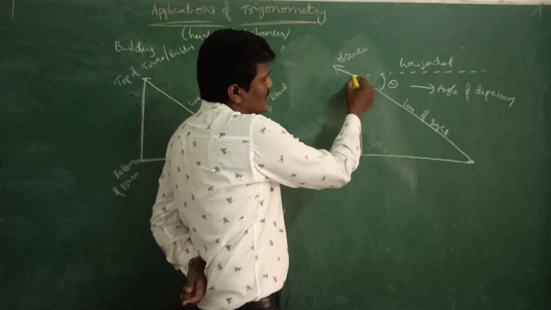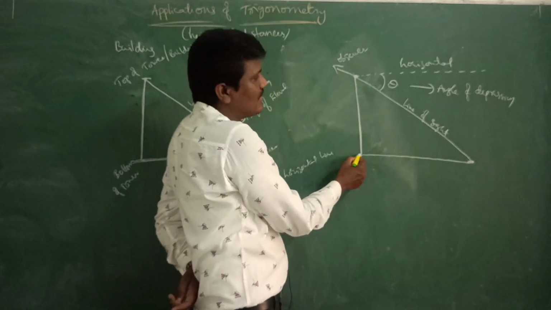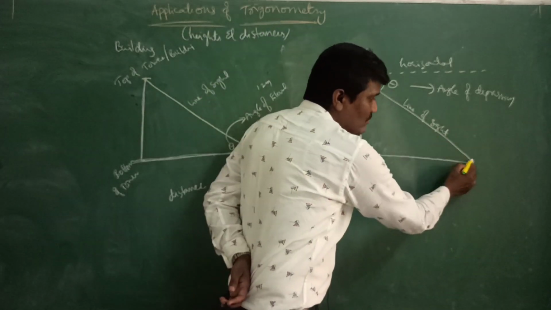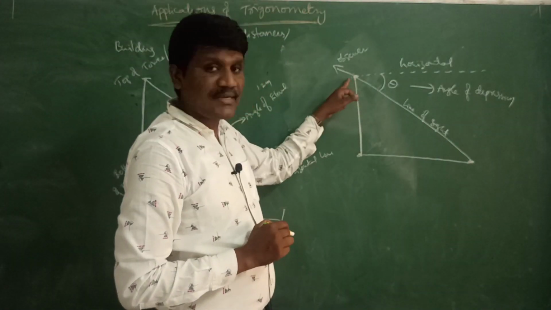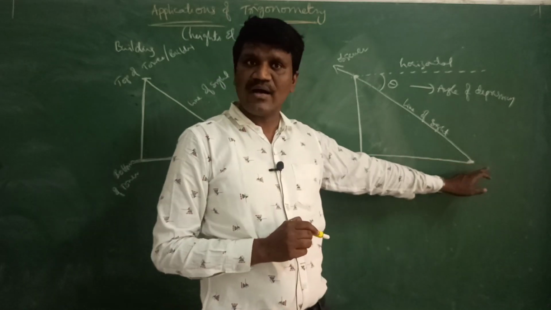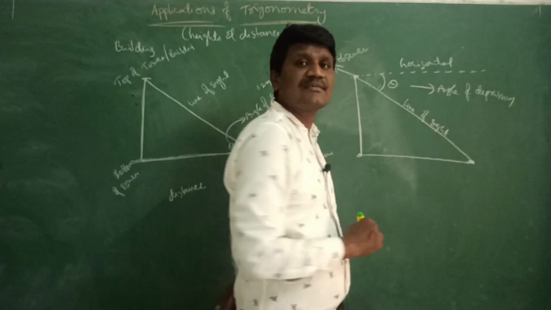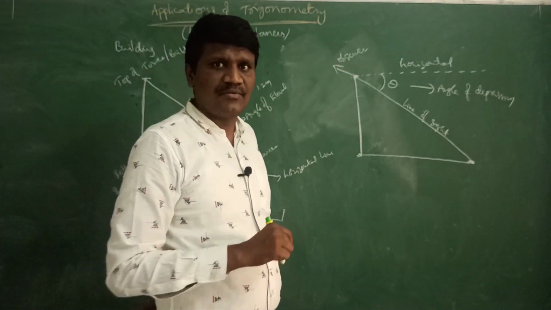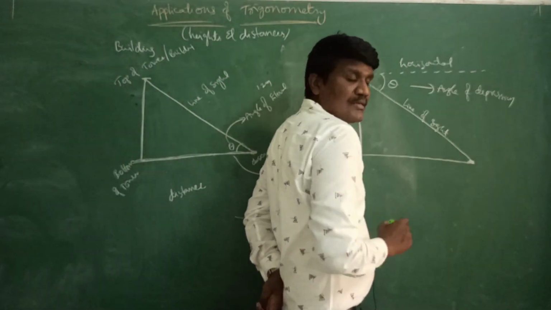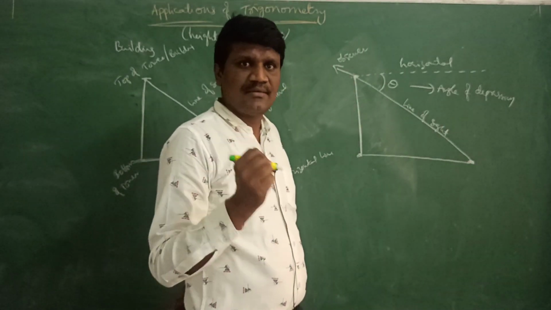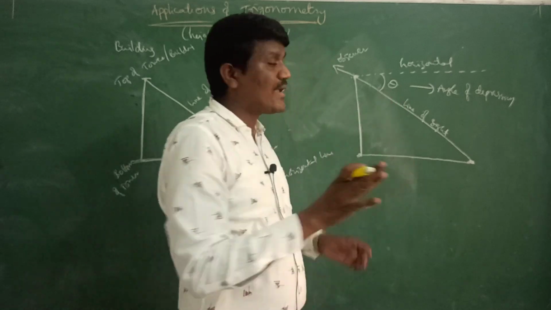So suppose this is a building, the bottom of the building, the top of the building, and the point of observation. Here the observer is sitting, and this is the point of observation, or you can say some point or some element is there, whatever it is. Someone is sitting here and watching from here to here. Okay students, so this is about angle of depression.